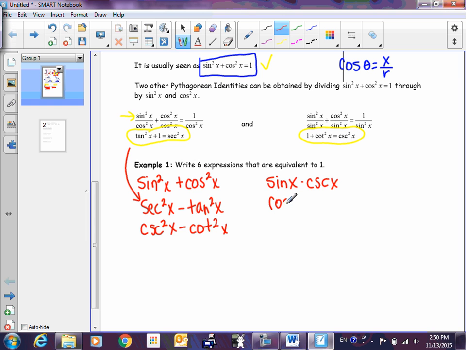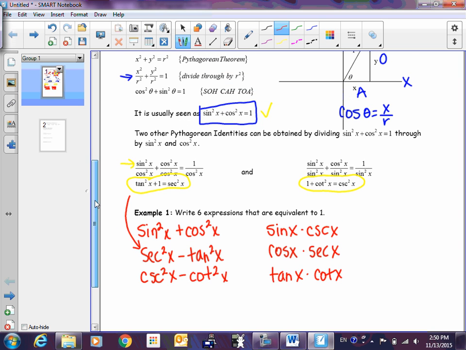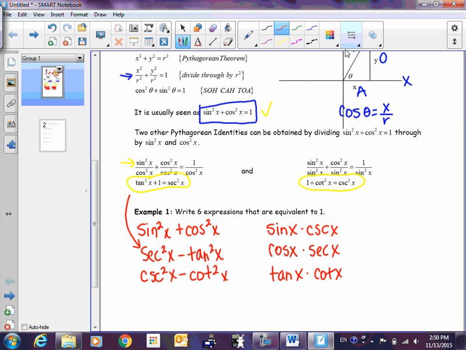Okay, I'll start the second one. Cosine x times secant x. Tangent x times cotangent x. And this is why there's a big 1 in our trig hexagon. You can't see it now, but it's up at the top of your paper so that it can help us with that. So what I would like to do is to turn the page.